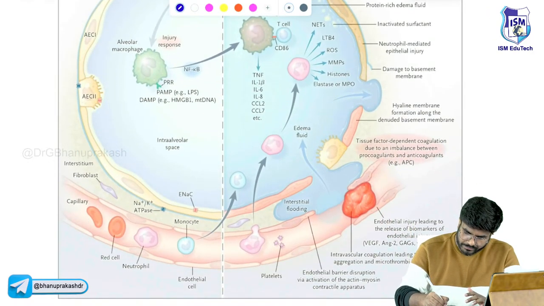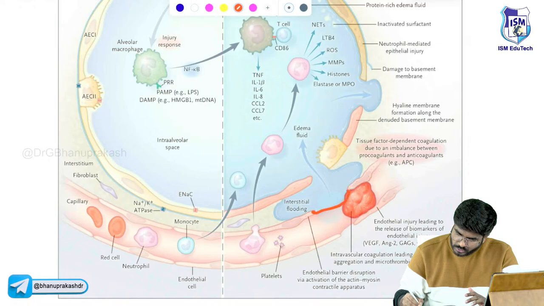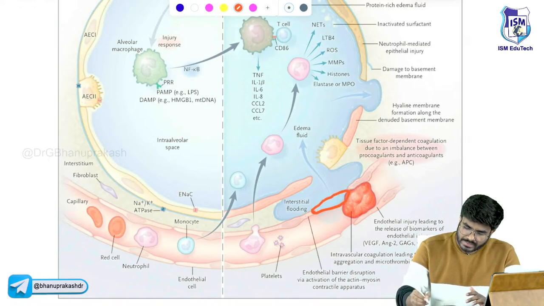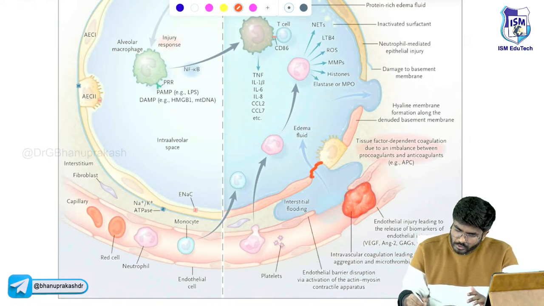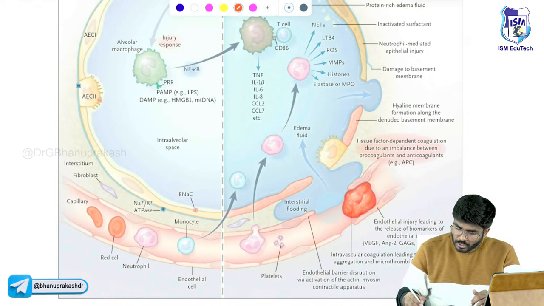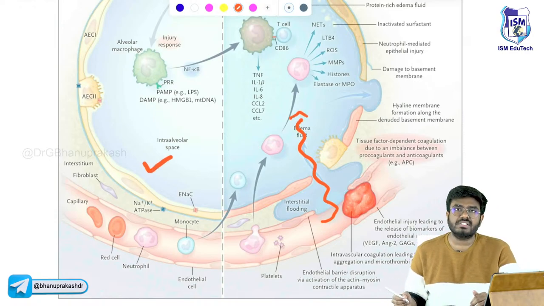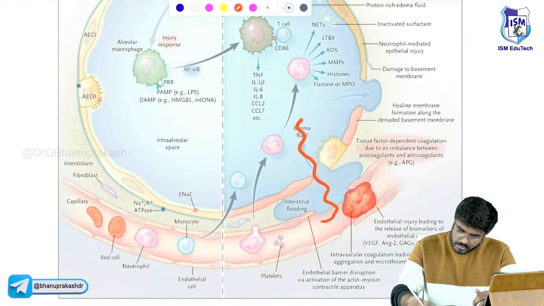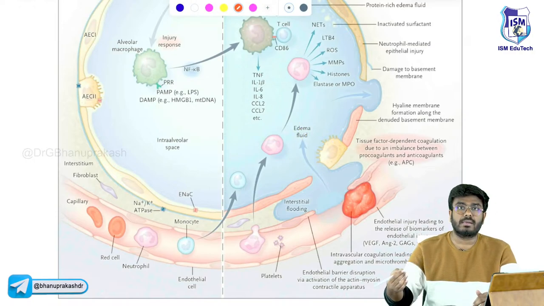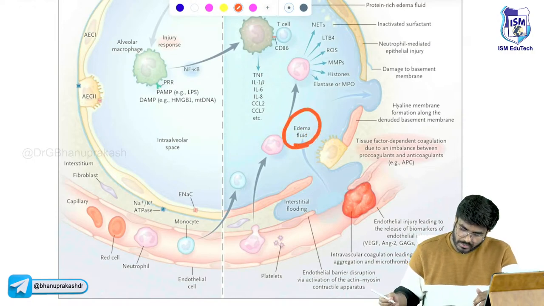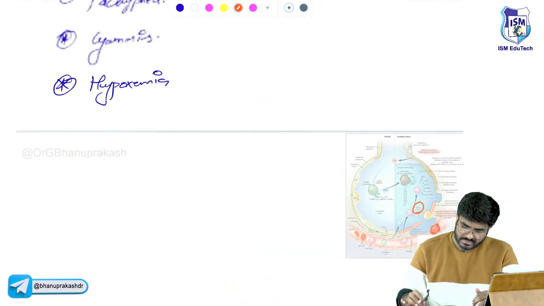See, at the end of the day, what happens is these endothelial cells are damaged, and the alveolar lining, the pneumocytes, are also damaged. Because of this, the fluid is entering into the lungs. This is a normal lung, but on the other side, what I'm showing, the fluid is getting built up in the lung. So that is going to cause edema. Okay, that is going to cause edema, sir. So what exactly is happening? Let's discuss one by one.